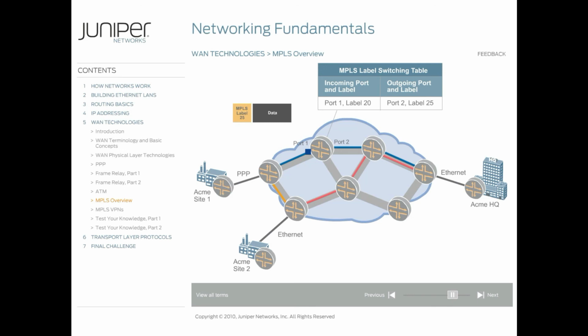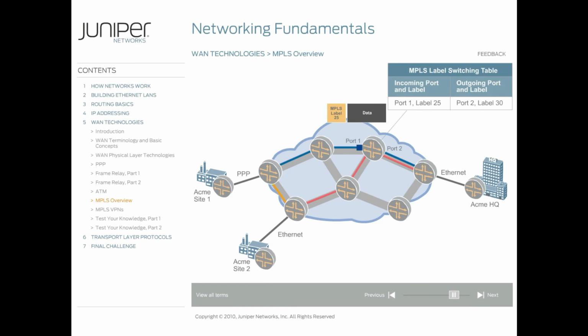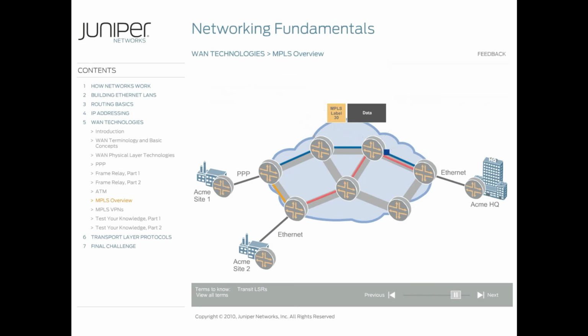This label lookup and label swap is very similar to what we saw earlier with Frame Relay or ATM switches. The LSR then encapsulates the labeled packet in a new Layer 2 frame and forwards it on the LSP. The next router repeats the same process. It removes the old label and adds a new one based solely on the ports and labels in its switching table. Notice that neither this router nor the previous one examines the data's IP header. Because these routers only look at the MPLS labels, they are referred to as transit LSRs. This router now encapsulates the labeled packet in a new Layer 2 frame and forwards it on the LSP.